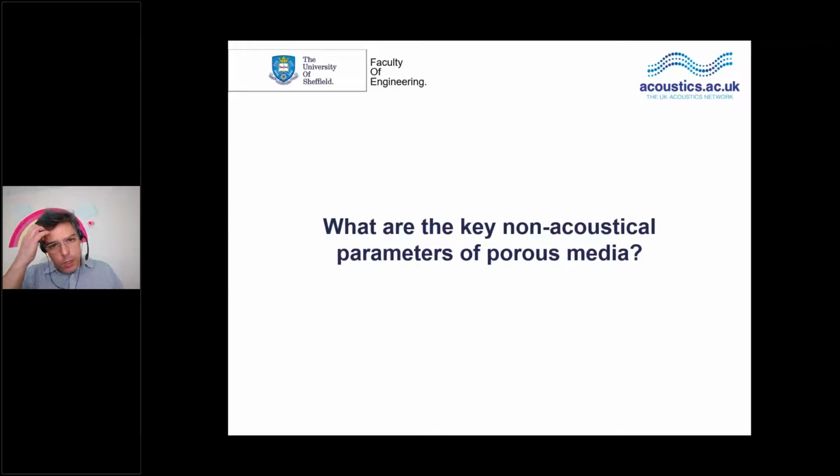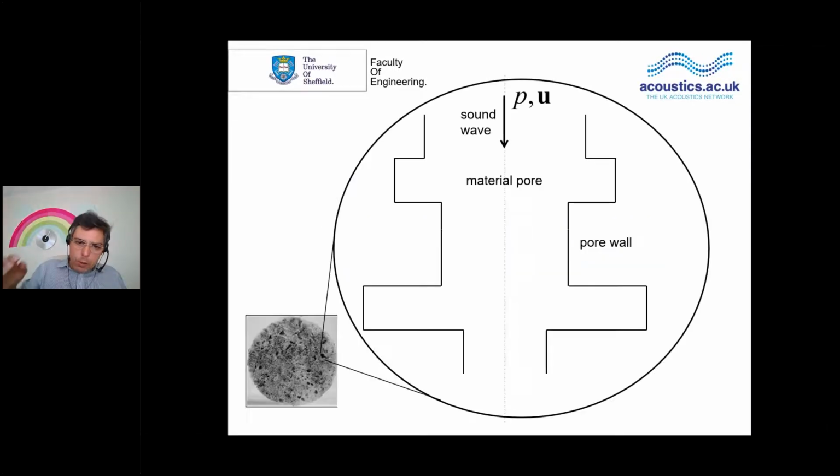Now then, the question is actually, what are the key non-acoustical parameters of porous media which control, say, acoustical impedance and wave number? Okay, let us look at a very simple example. This is actually a photograph of a typical porous material. This porous material, as a matter of fact, one of my students produced in the lab. And if you look at it, it's like bread, or sort of a cheese, which contains pores.